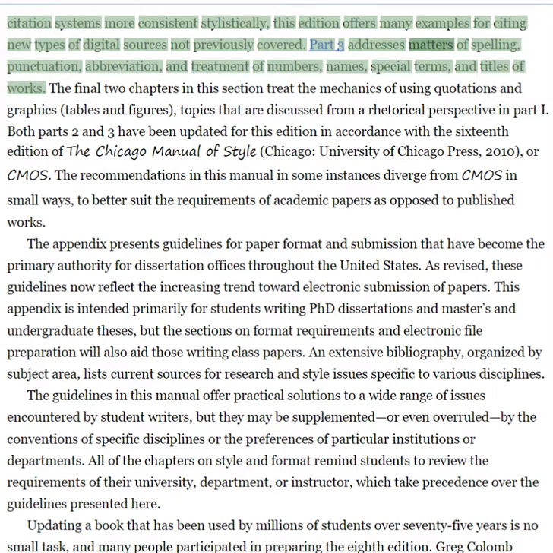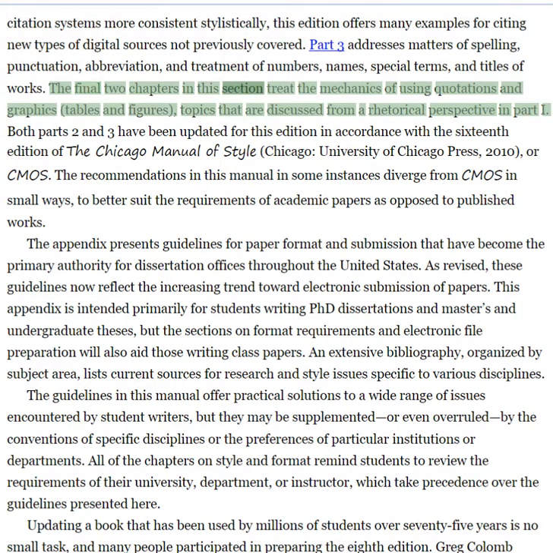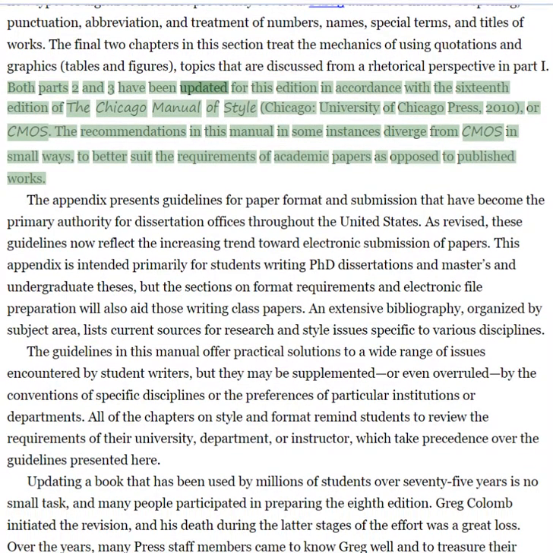Part 3 addresses matters of spelling, punctuation, abbreviation, and treatment of numbers, names, special terms, and titles of works. The final 2 chapters in this section treat the mechanics of using quotations and graphics, topics that are discussed from a rhetorical perspective in Part 1. Both Parts 2 and 3 have been updated for this edition in accordance with the 16th edition of the Chicago Manual of Style, or CMOS. The recommendations in this manual in some instances diverge from CMOS in small ways, to better suit the requirements of academic papers as opposed to published works.